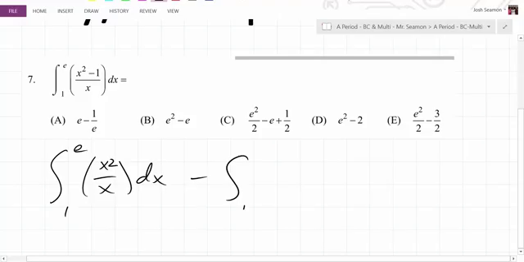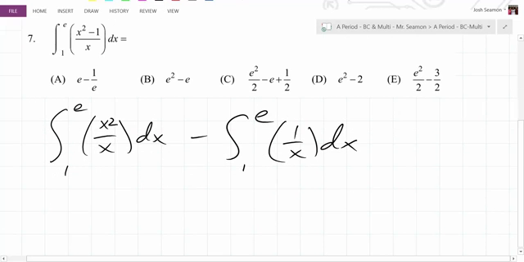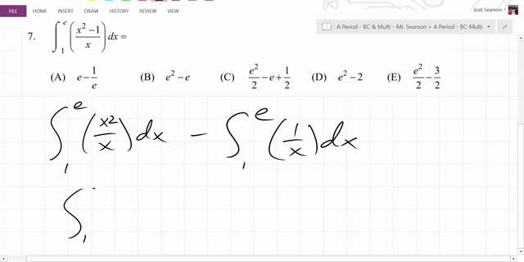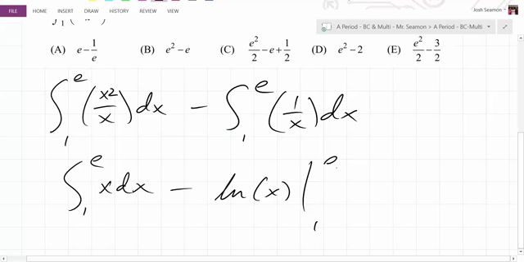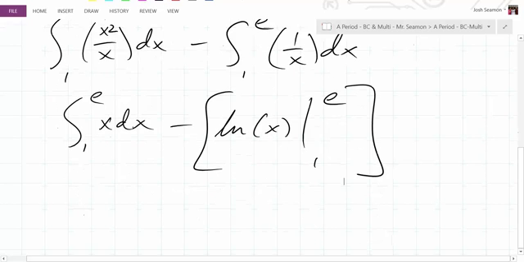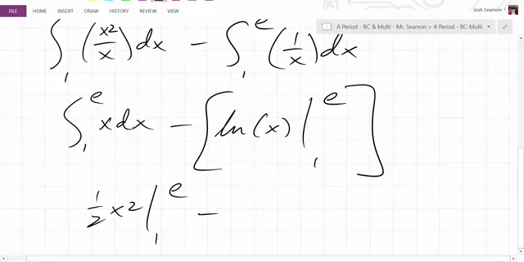So you're just doing how many integrals? 2. Exactly. And then is each one of those rather straightforward? Yes. Not e, sorry. It just turns into x dx minus, and then what's the integral of 1 over x? Ln x, and we're going from 1 to e, so you just have to make sure you subtract that. So then you have 1/2 x squared from 1 to e minus, what's ln of e?